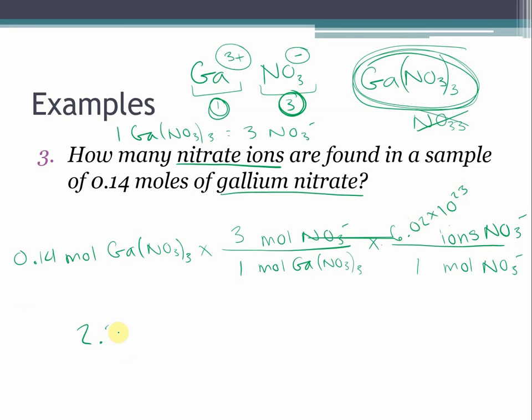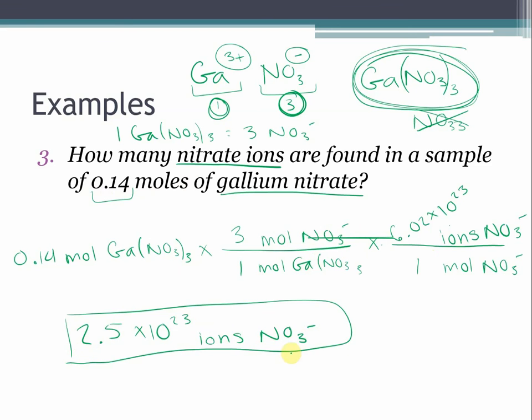2.5 times 10 to the 23rd ions of nitrate. And again, double check your sig figs. We started with 2. All we used for the rest of the problem were conversion factors. So this is our 2 sig figs that we should end with. 2.5 times 10 to the 23rd ions of nitrate.